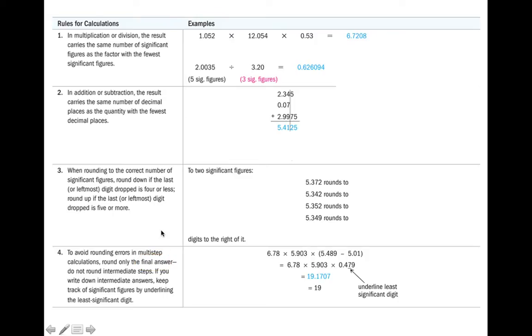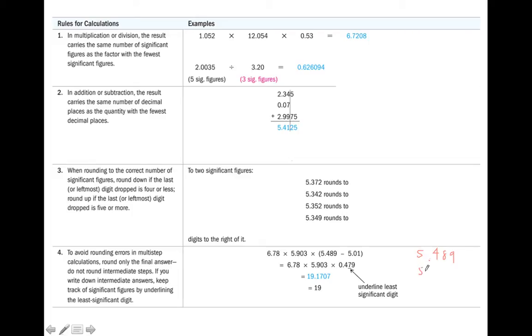Okay? So let me give you an example of what he would mean by that. 5.7, right? So suppose this is the problem that we're given. Once we get this, 5.489 minus 5.01, here's where we do this.